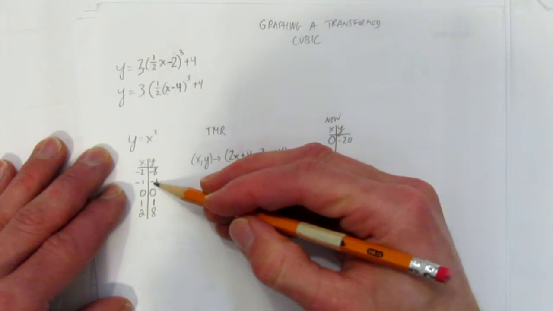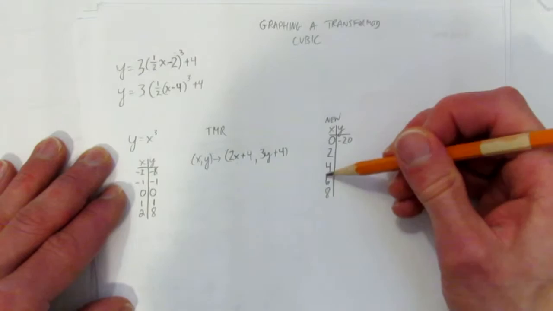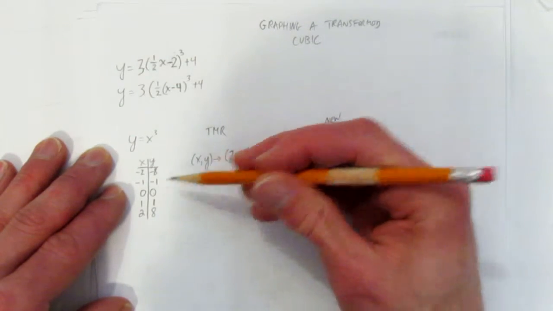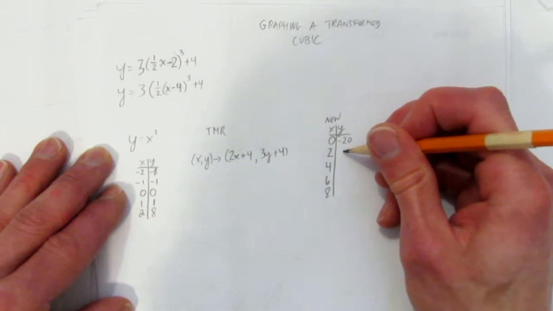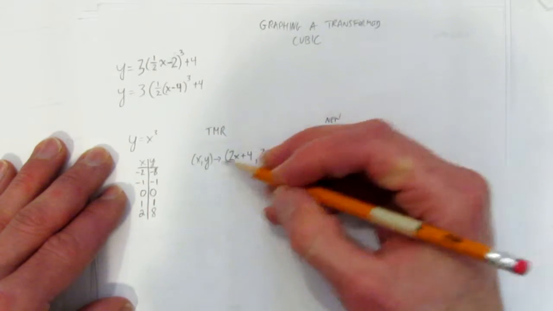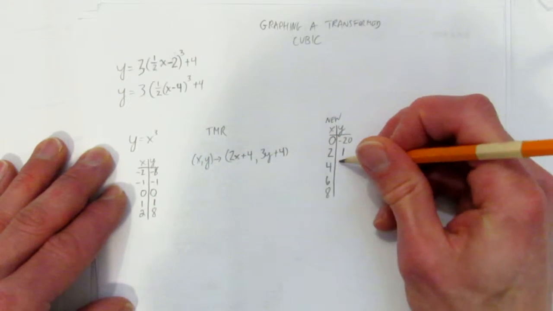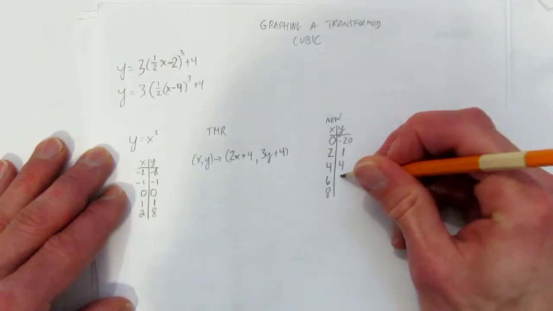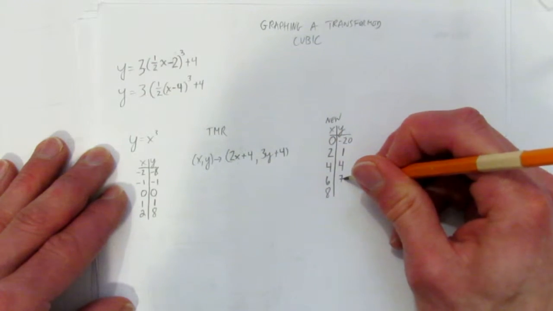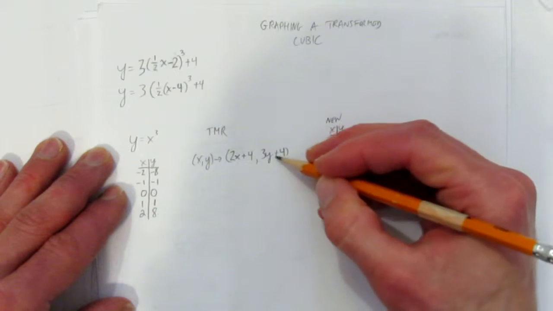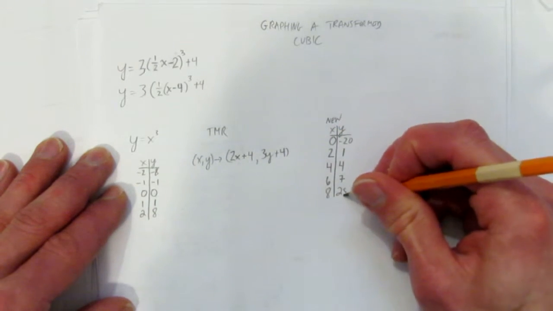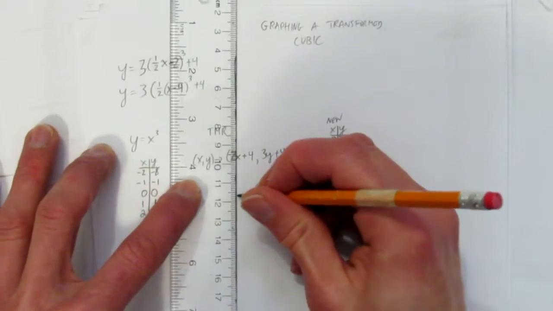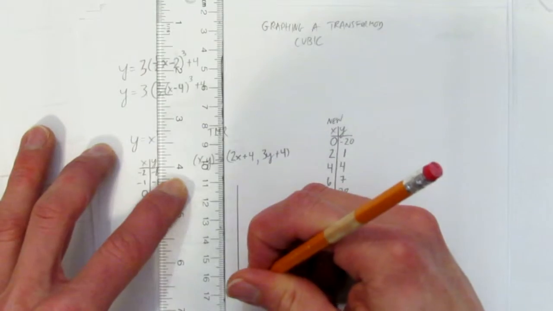What's next? Take our negative 1. And remember, you're not taking these x's. You're taking the original y's and transforming them with this. So 3 times negative 1 is negative 3, plus 4 is positive 1. 3 times 0, plus 4. 3 times 1 plus 4, that's 7. And 3 times 8, that's 24, plus 4 is 28. So now when we go to graph this, which I'll do down here, we're going to graph it nicely.